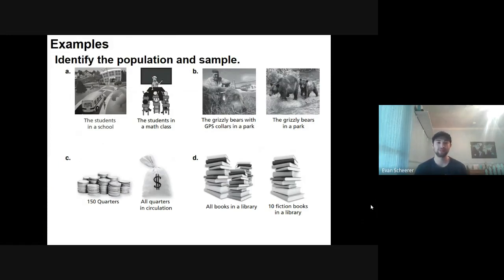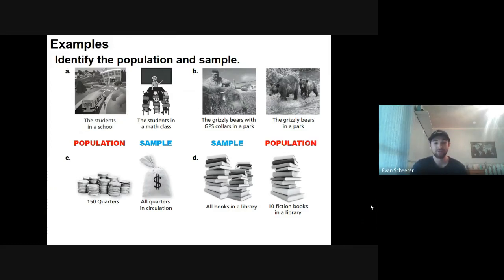So let's identify what the population is and what the sample is. Example A, the students in school or the students in math class. Well, the school is the entire thing, and the math class is that very specific amount. So school is the population, and class is the sample. For example B, grizzly bears with collars in the park or all grizzly bears in the park. Well, the collared ones are the sample, that's the smaller amount, and all the grizzly bears in the park, that's the whole amount, that's the population.